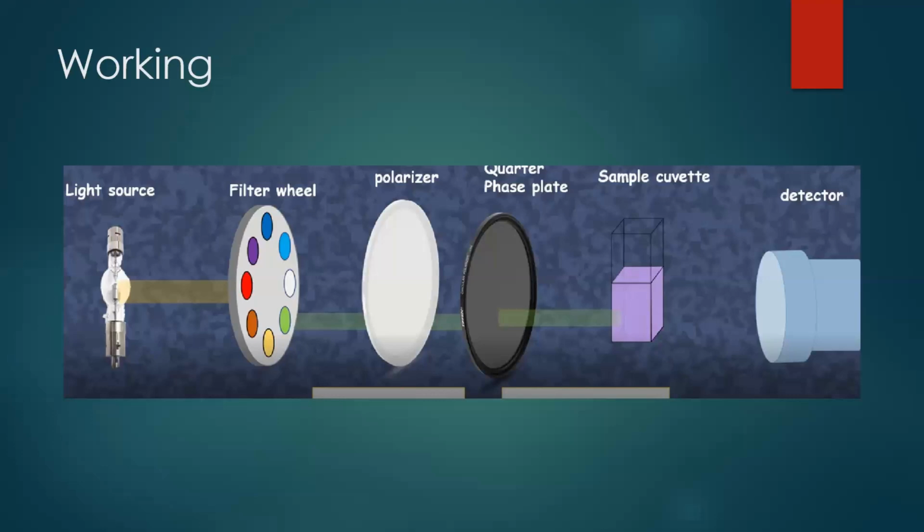Then we have a sample cuvette, which holds the sample, followed by the detector, which helps in detecting the difference in the absorption between the two types of light, the right circular polarized light and the left circular polarized light.